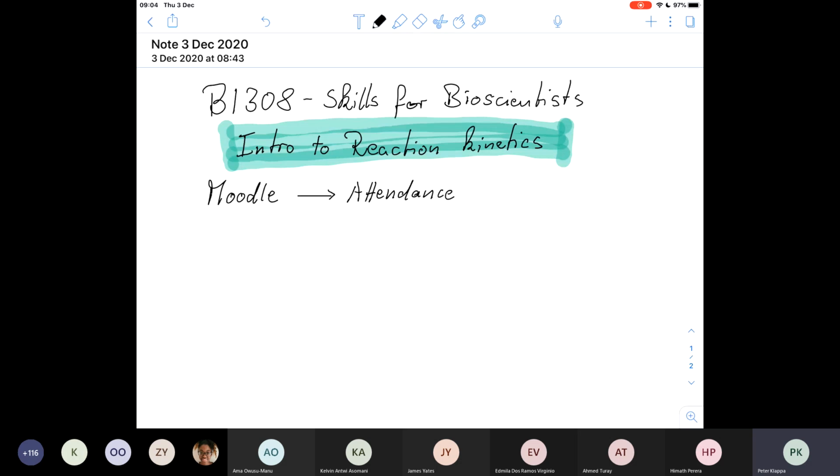Okay. So shall we make a start? Because what I want to do today is I want to start a new topic. I want to start with reaction kinetics. This is a topic that a lot of people find quite daunting, but I hope I can make it less scary. And I think most of you have done some kind of kinetics already.